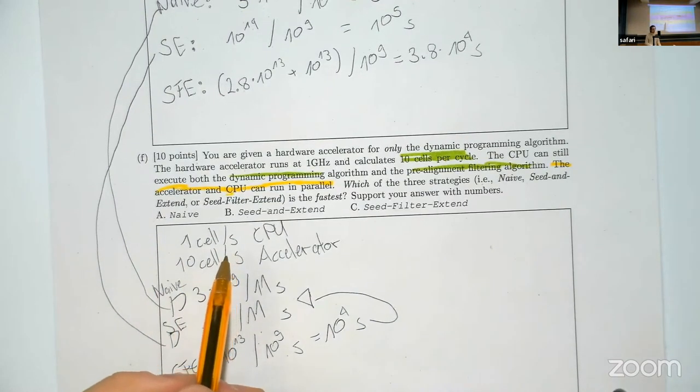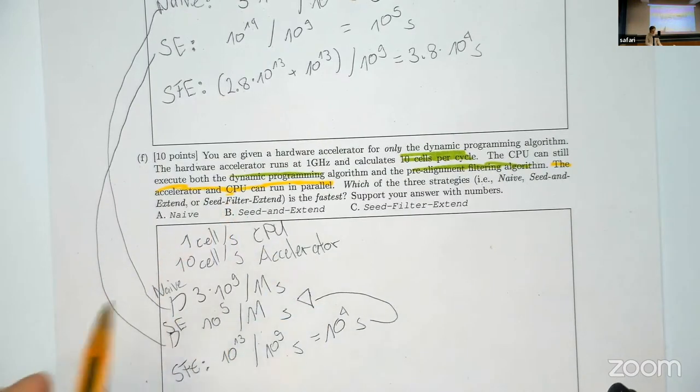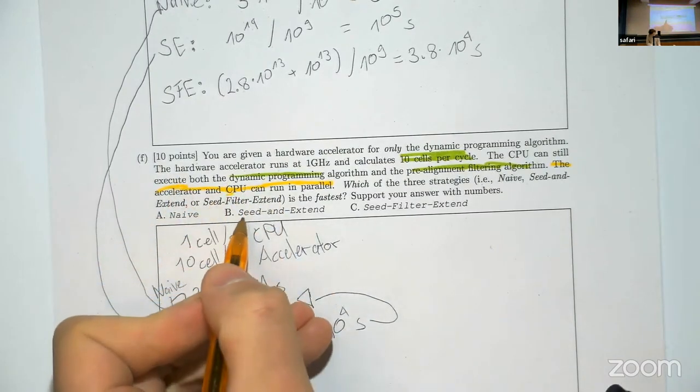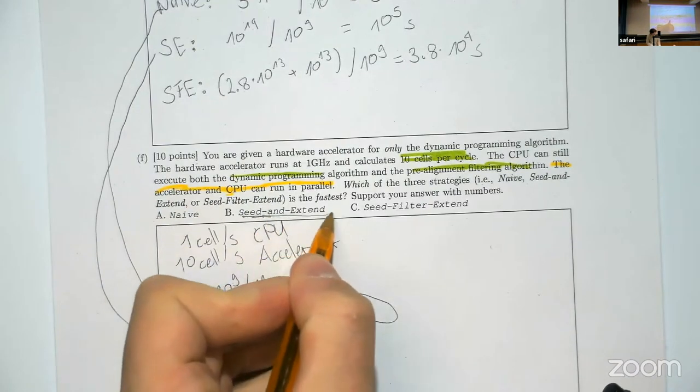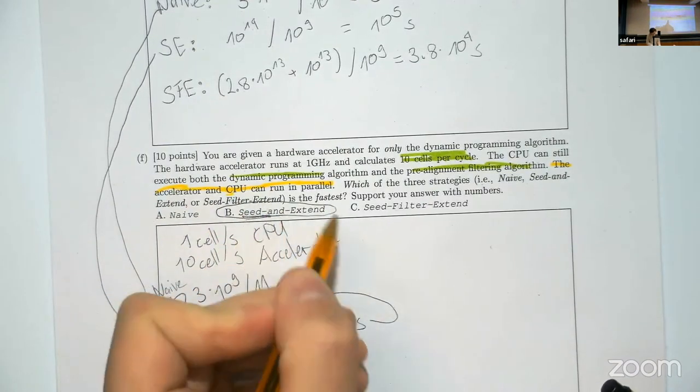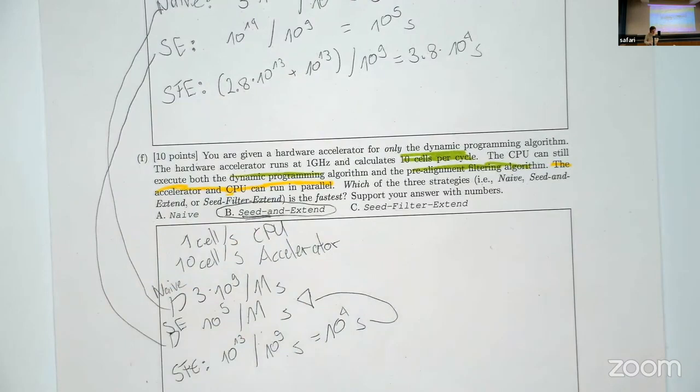You would need to do some calculation like that and write one nice sentence explaining what you just wrote down. But the answer is B, okay? Seed and extend is fastest, because they can collaborate nicely somehow. Was that too quick? Did that make sense? Okay.